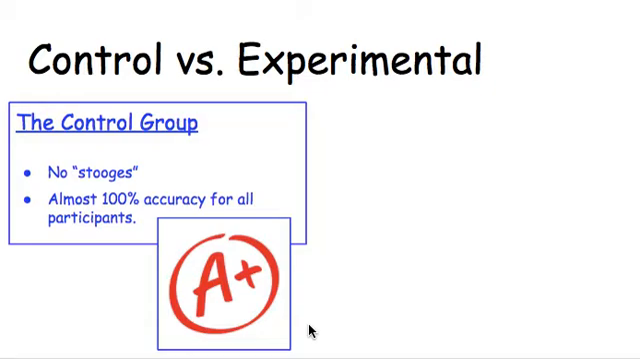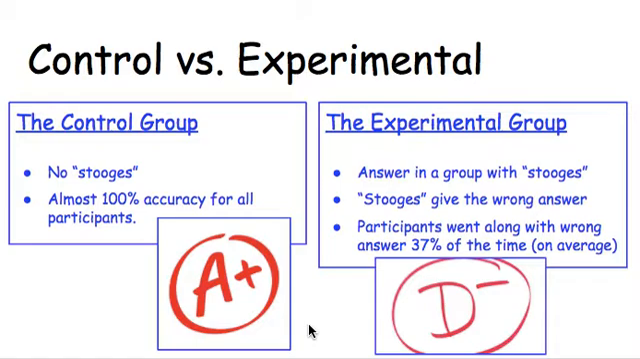Just a fun fact. Now, we've also got the experimental group. And in the experimental group, they have to answer in a group of stooges, like I just said. And those Confederates are going to give the wrong answer. It turns out that participants went along with the wrong answer 37% of the time. So instead of getting 100% accuracy, they only had like 63% accuracy. It's like a D-.